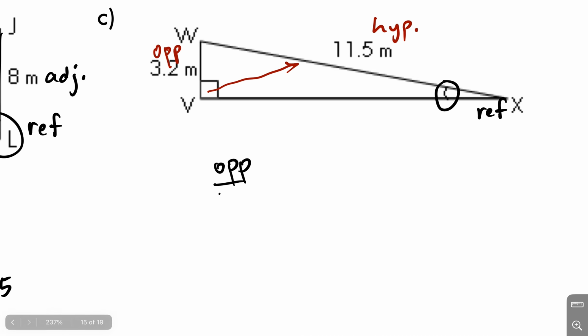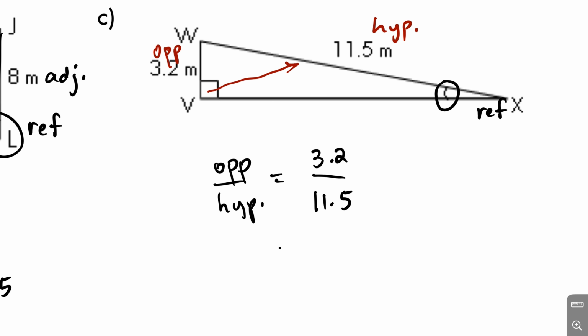Opposite over hypotenuse. And now some of our numbers here are already given as decimals, so we're going to write a fraction with decimals in it, which is okay. 3.2 divided by 11.5. And then you take a calculator and you calculate the answer. So here I'm going to just take my calculator, 3.2 divided by 11.5, and we get 0.278. And again, we're rounding to 3 decimals.